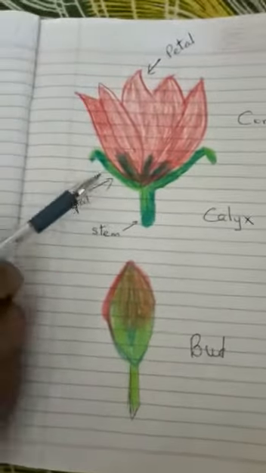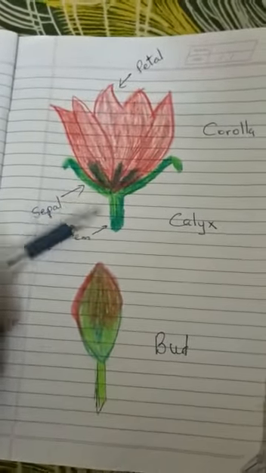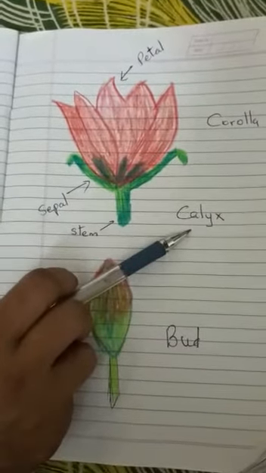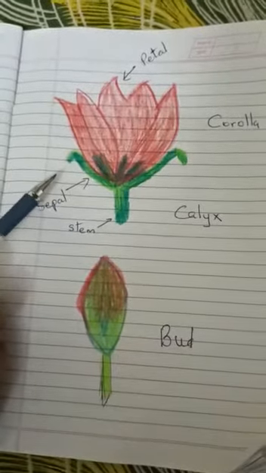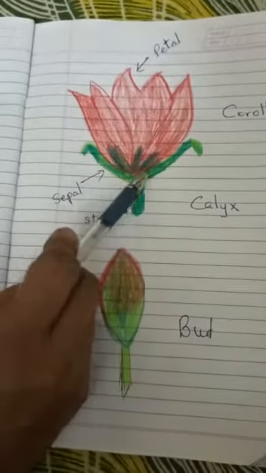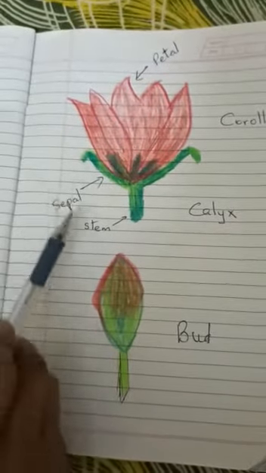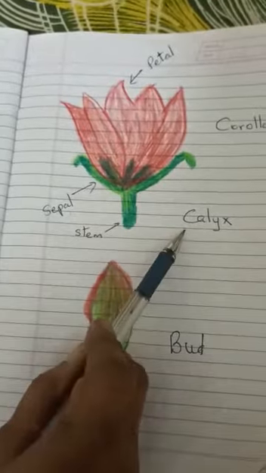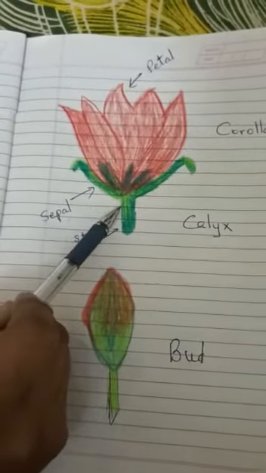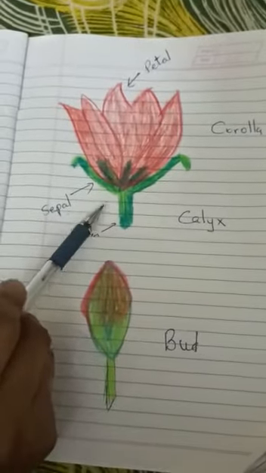The outermost whorl of the flower, that is the first whorl, is the calyx. It is a green leafy structure, and each one is known as a sepal. That is, the sepals are collectively called the calyx. Now this calyx helps to protect the flower in the bud condition.